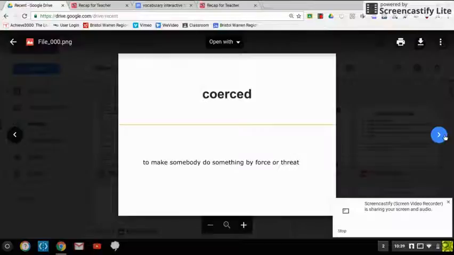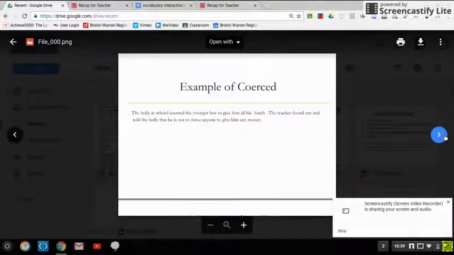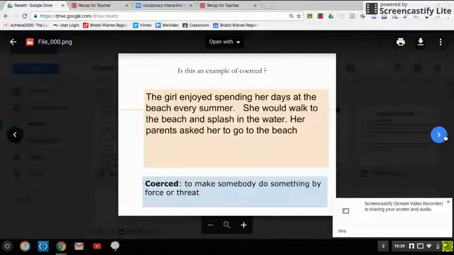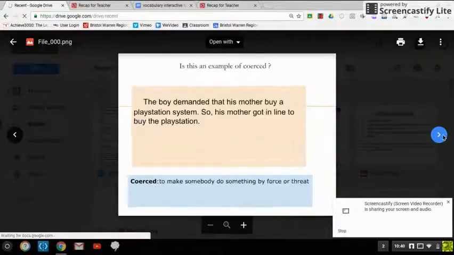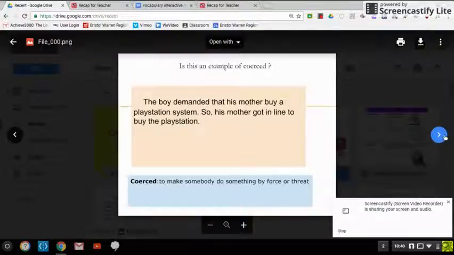We needed to tell them the word. So we told them the word that they were going to learn. We gave them the definition of the word, and then we gave them examples of coerce. And then from there, through class discussion, we asked, is this an example of coerce? We gave them actual examples, and then we gave them non-examples. And through class discussion and understanding of vocabulary, this seemed to work better.